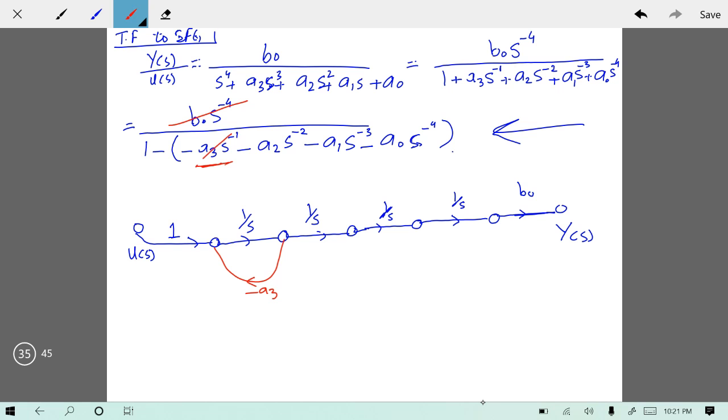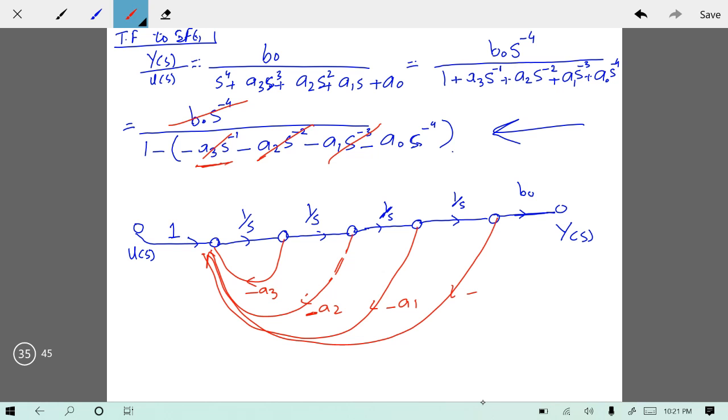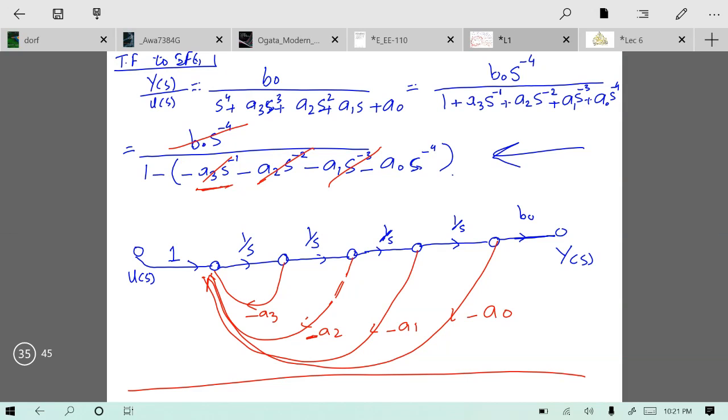This bit is addressed. To address this minus a2 s minus 2, I make a loop over here and call it minus a2. So this loop is minus a2 s inverse and s inverse, so minus a2 s minus 2. Similarly, this is minus a1 s minus 3, and similarly finally this is minus a naught s minus 4. So in this way I have made a signal flow graph by using a transfer function. As I said, there can be more than one type of signal flow graph for one system. So this typical type of graph is called phase variable canonical form.